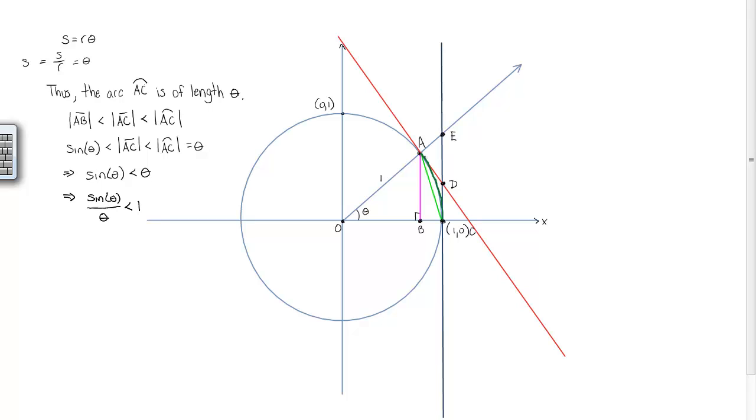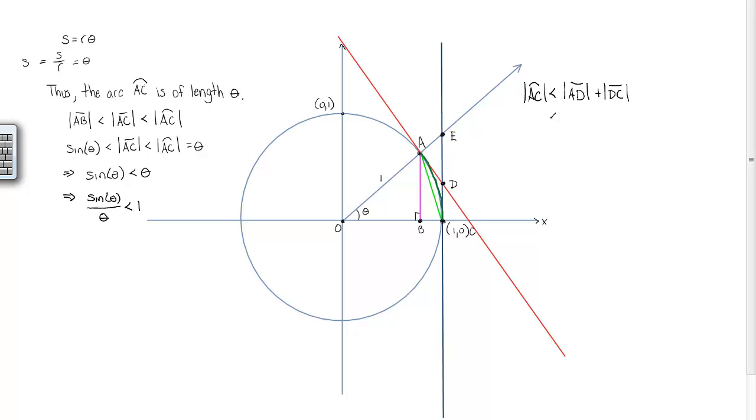Now I hope you can agree with me that that arc length from A to C is less than the distance from A to D plus the distance from D to C. I hope you can agree with that, right? That means I'm just taking part of this red line and part of this black line. Those distances should definitely be greater than the arc.